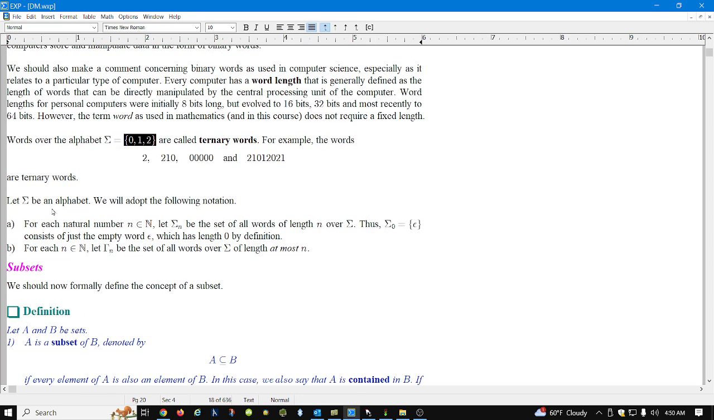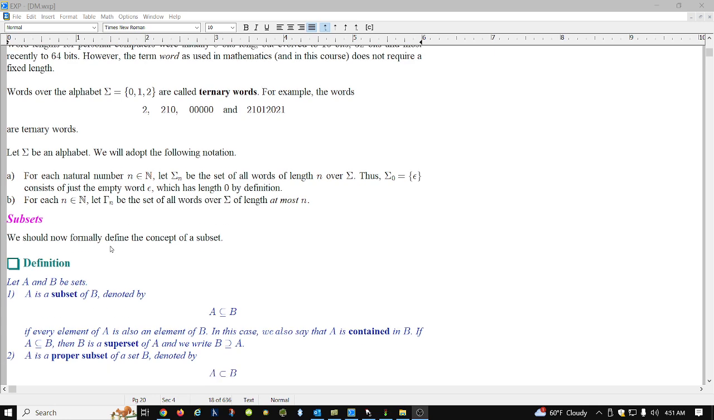And finally, if sigma is an alphabet, we're going to use some notation. Sigma sub n is the set of all words of length n over sigma. So sigma naught consists of just the empty word because that's the only word of length 0. And gamma sub n will denote the set of all words of length at most n.